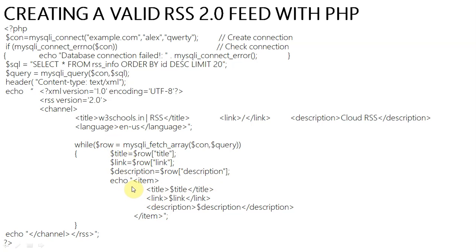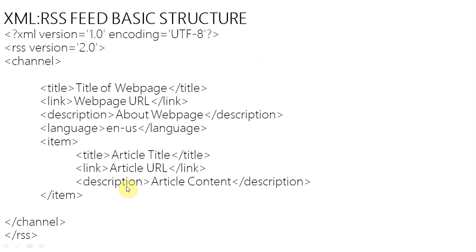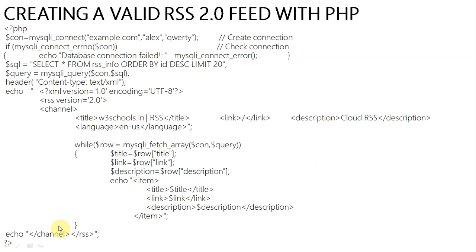Echo item, again we are writing the echo statement here, as per this program. So we are writing this statement: item, title, slash title, link, slash link, description, slash description, and then item will be closed. This way we are writing the same statement again here.